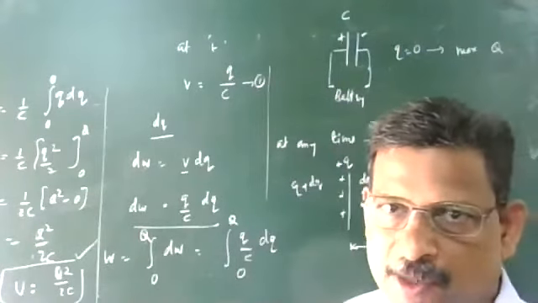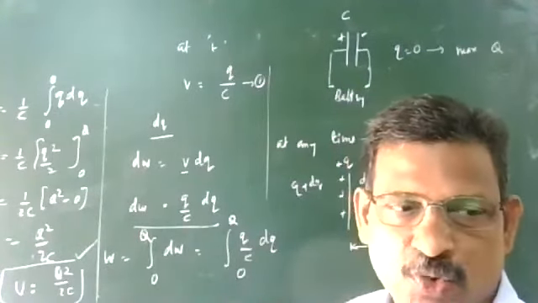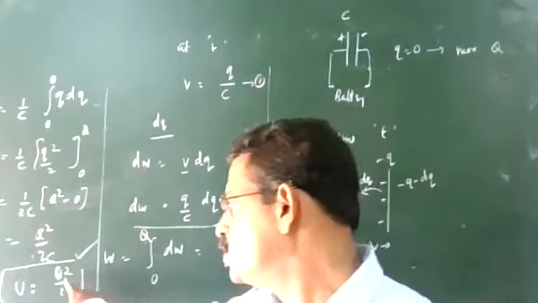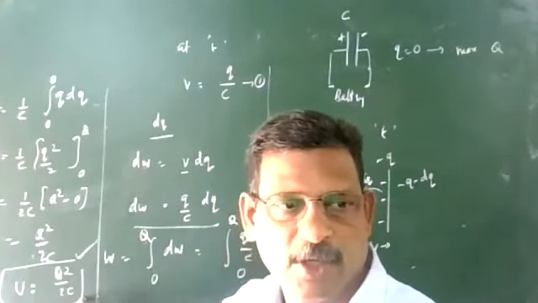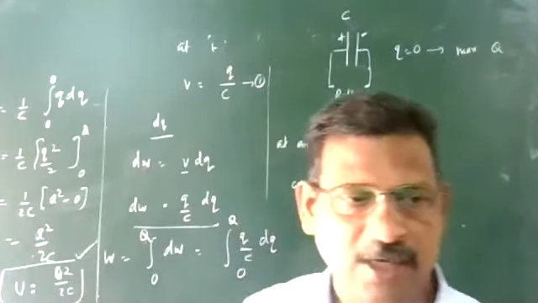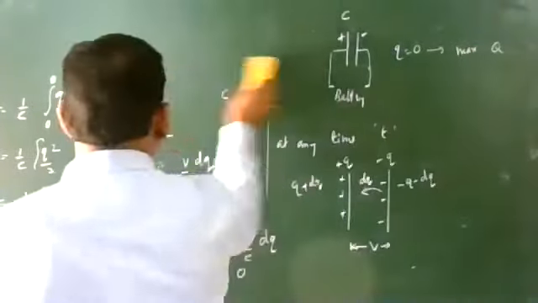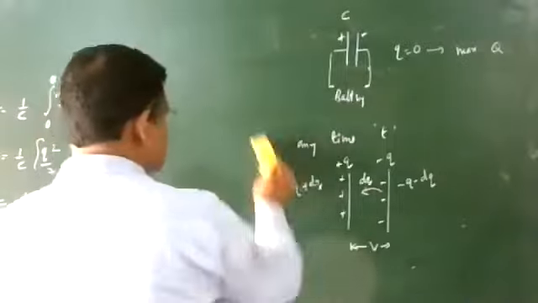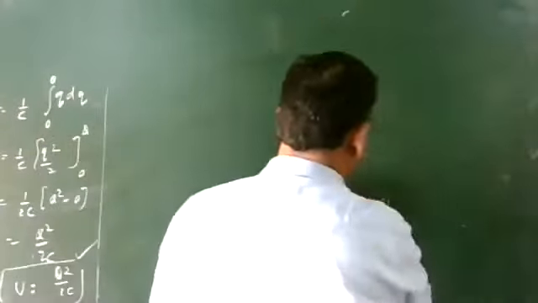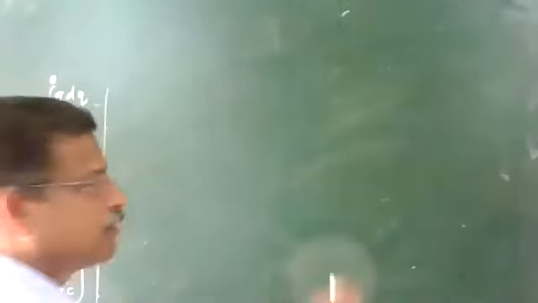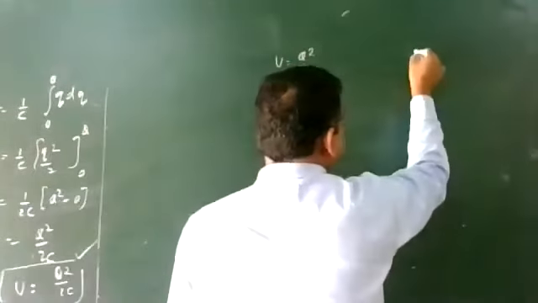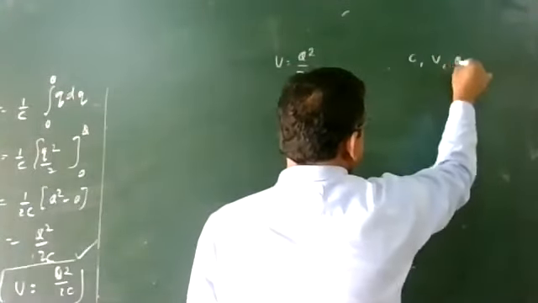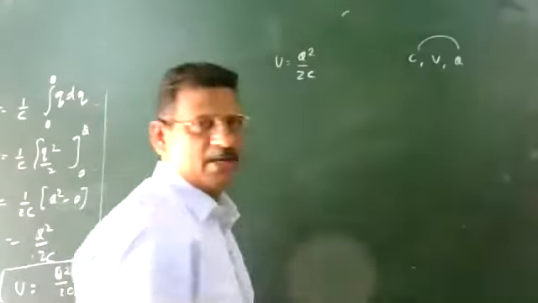There are three variables in the capacitor: C, Q and V. An equation involves two variables, here Q and C, so we write Q square by 2C. What are the other equations? This is another very important derivation: derive the expression for energy stored in the capacitor. Energy is equal to Q square by 2C, with the variables C and Q.